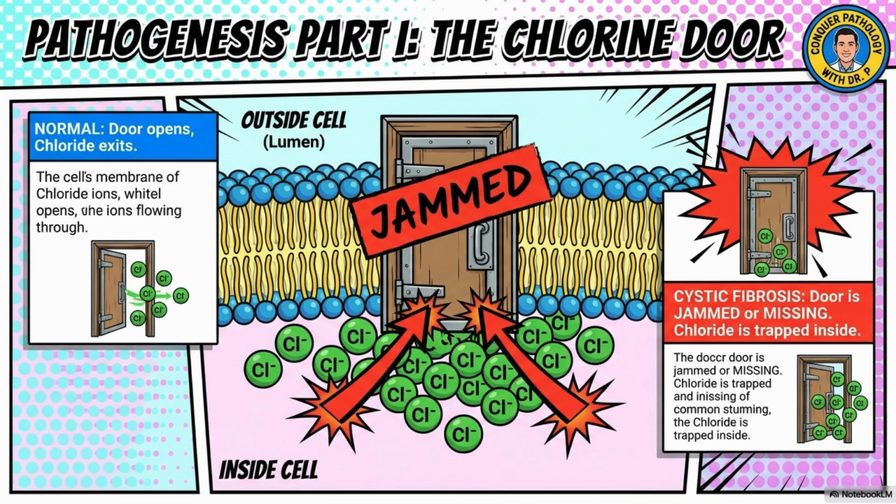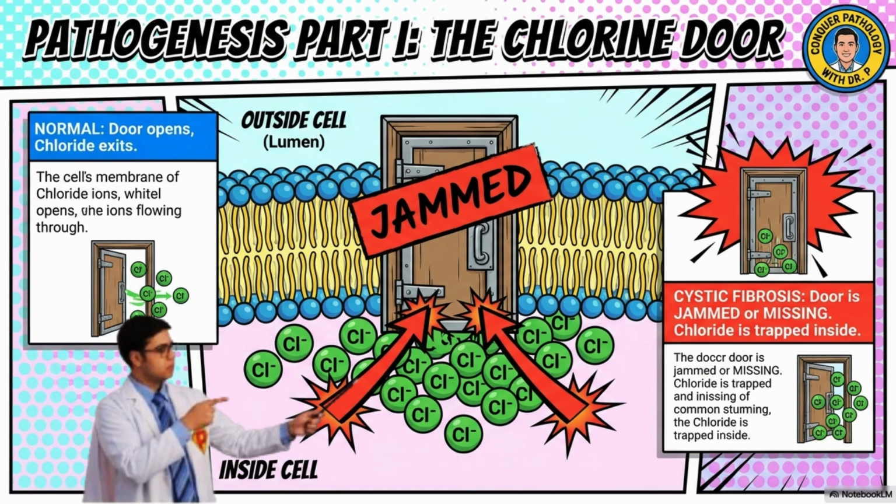Let's visualize the pathogenesis. Think of the chloride door. In normal conditions, the door opens and chloride exits the cell smoothly. In cystic fibrosis, the door is jammed or missing. Result? Chloride is trapped inside the cell. Look at the diagram. All those green chloride ions are stuck inside.